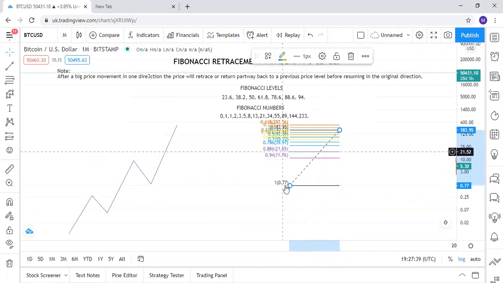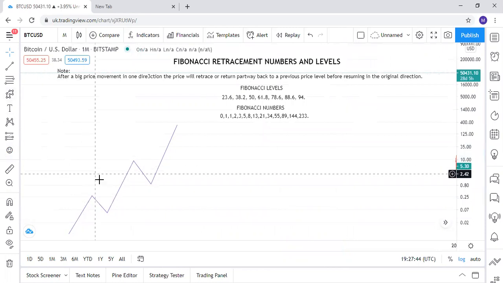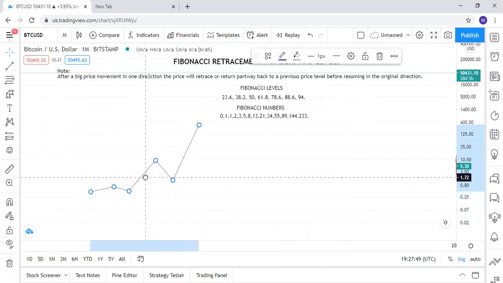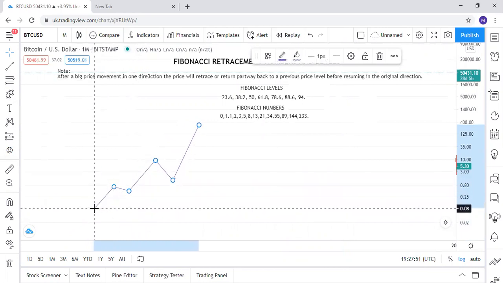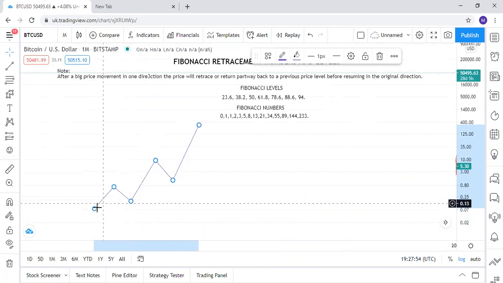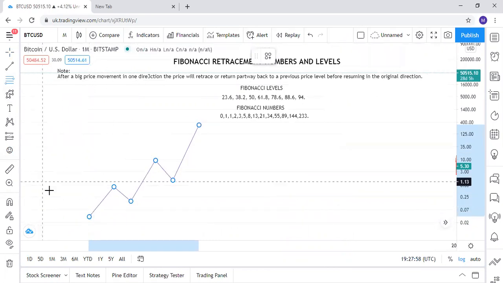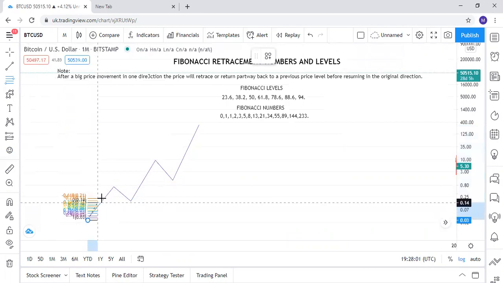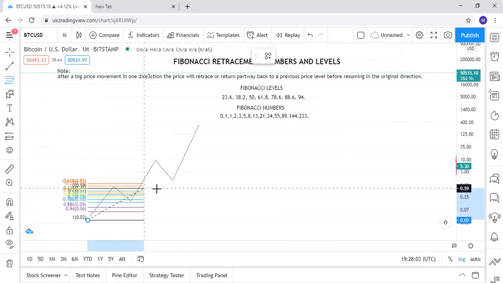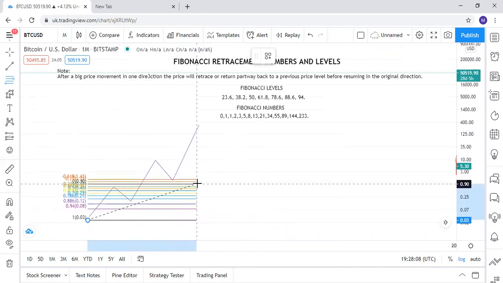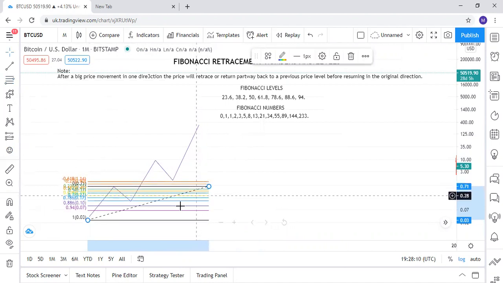Let me remove the background so it can be clearer. So now, like I said, in an uptrend, you take it from the swing low to the swing high. Do you understand? And you extend it to the right so that you can see your numbers clearly, so you can see where they retrace to.